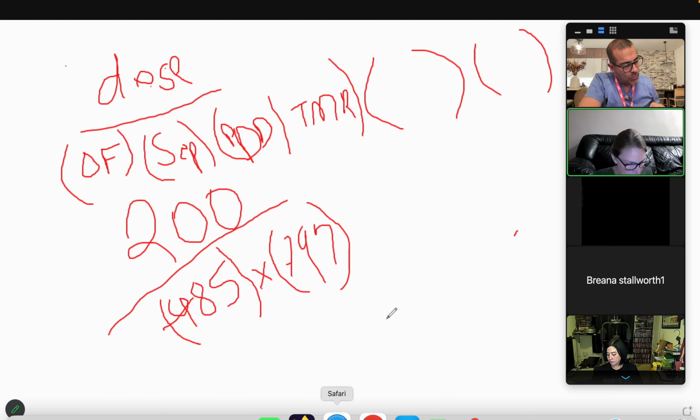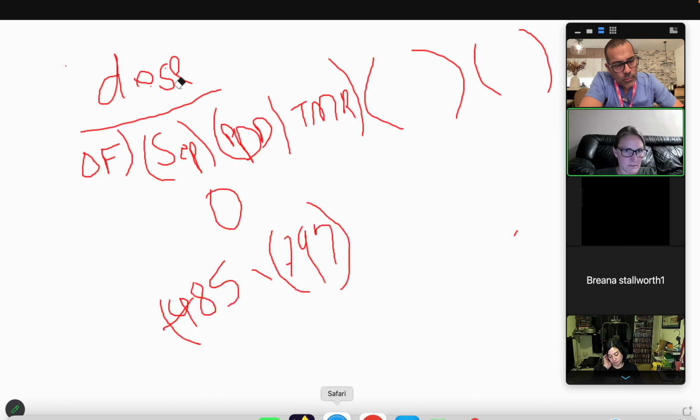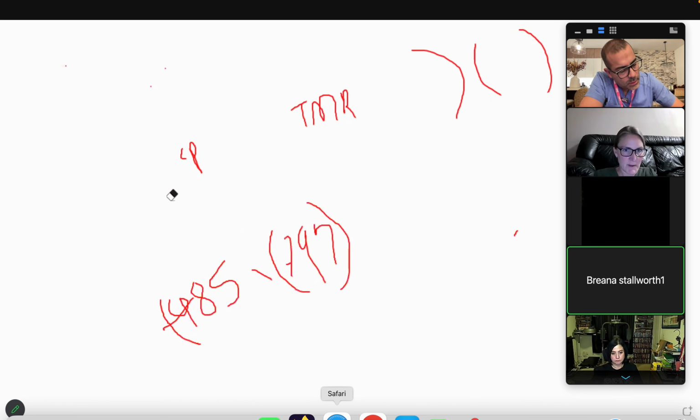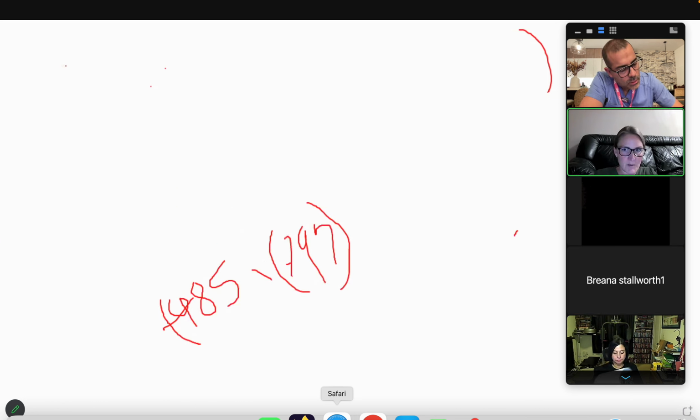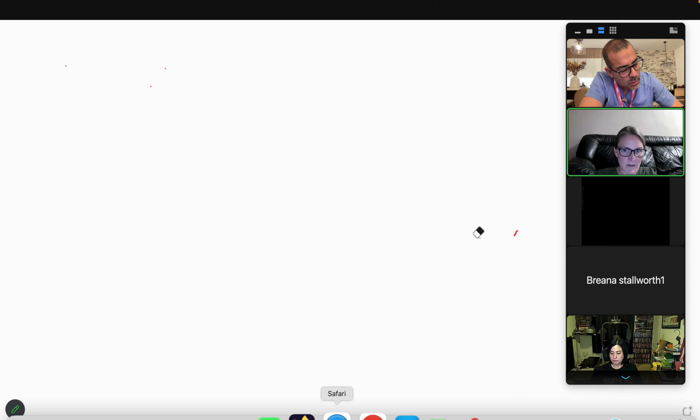Anybody else have anything? What about therapeutic ratio? You guys talked about that? Yes. The good over the bad. Anything above 1 means that it's a good outcome. Anything below 1 is probably not a great thing for the patient. What about separation? What if I was treating to a depth of 6? What's my SSD going to be?